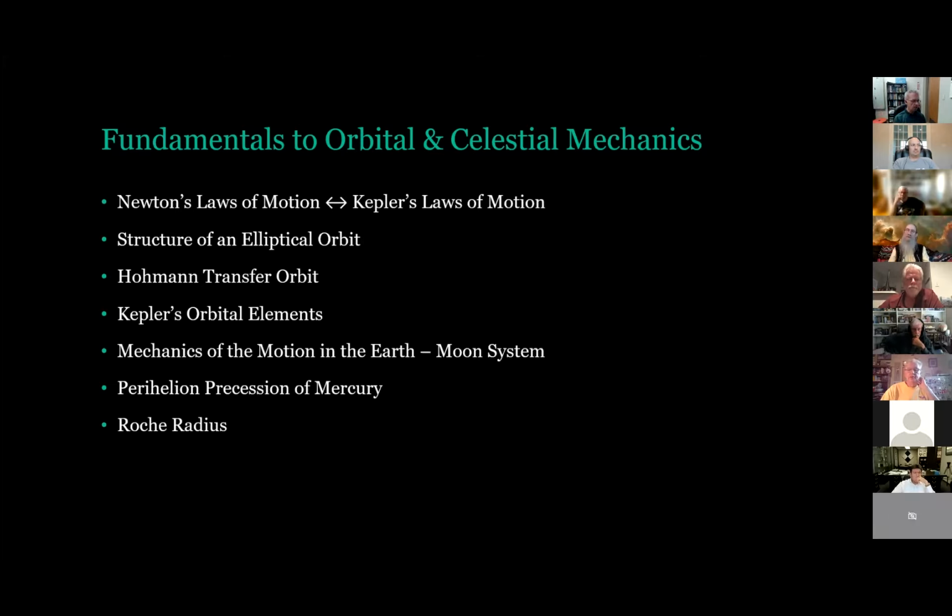Then there are the mechanics of the motion in the Earth-Moon system, how the Earth and the Moon orbit around the sun, and how the Moon orbits around the Earth, and the changes of those orbits over time. And then there's what we call the perihelion precession of Mercury, because Newton's laws don't quite cut it when dealing with any body that orbits so close to the sun.